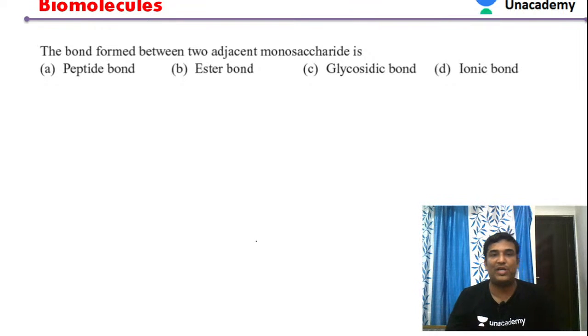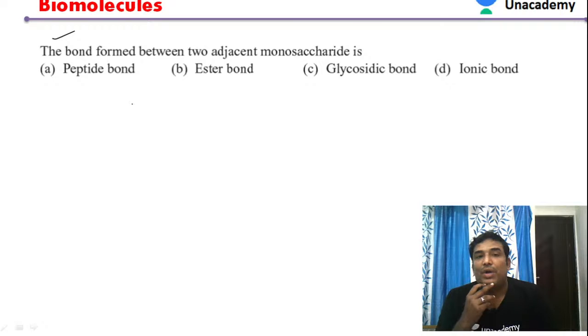Let us see some multiple choice questions regarding this biomolecules topic. So let us see the bond formed between the 2 adjacent monosaccharides. What is the bond formed between the 2 adjacent monosaccharides? Anybody can give this answer. What type of bond is present between the 2 adjacent monosaccharides?